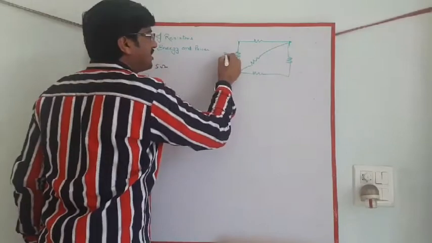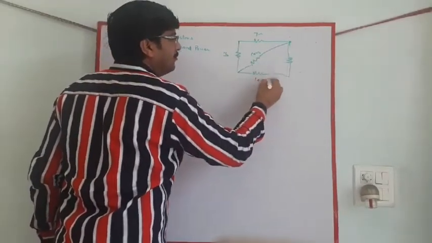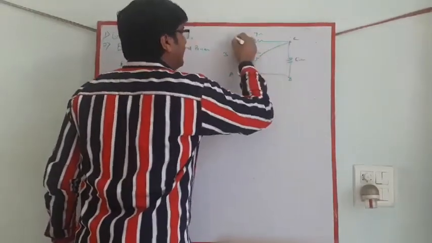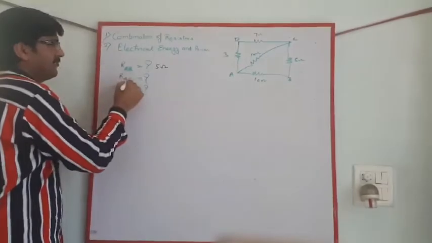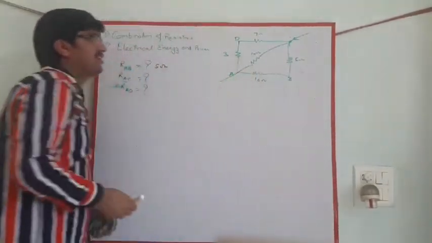So this was 3 ohm, 7 ohm, 10 ohm, 10 ohm and 5 ohm. This is A, B, C and D. Now this time we have to find the resistance between A and C. That means these two terminals. These are the final terminals now.